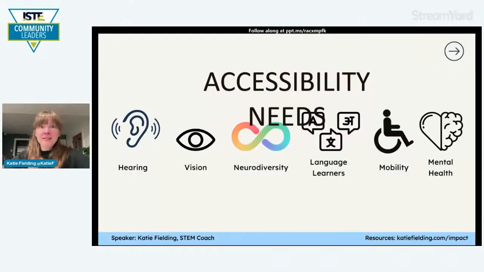All right. Moving into accessibility. There are various accessibility needs that you might experience or see in your classroom.